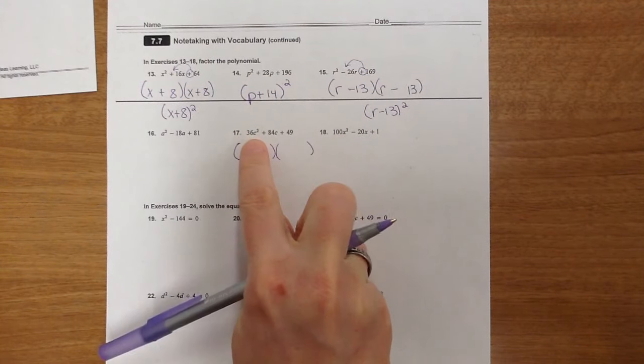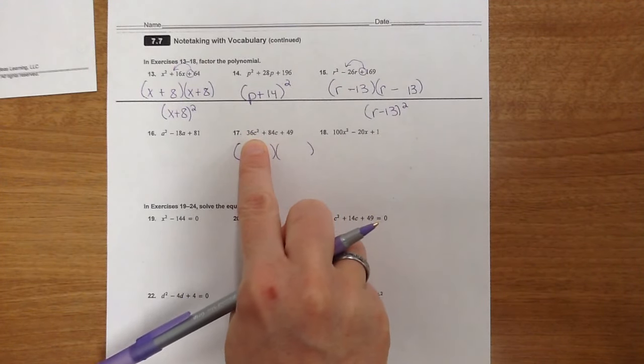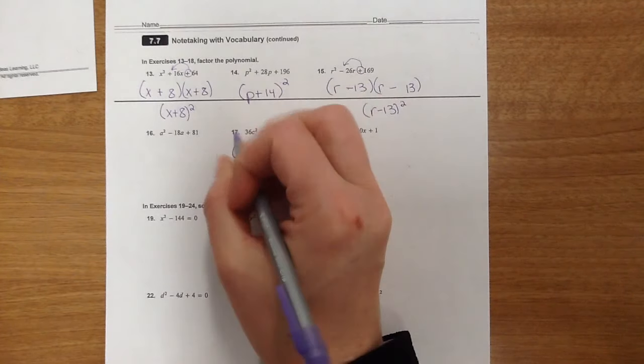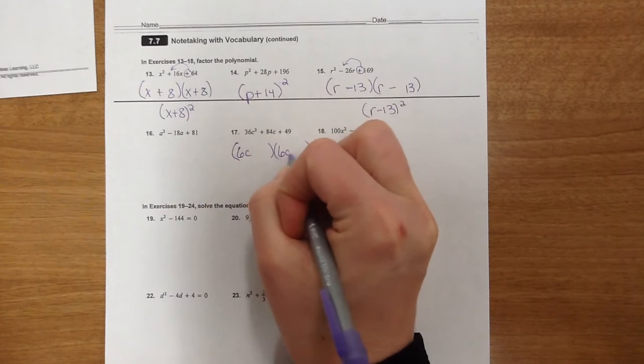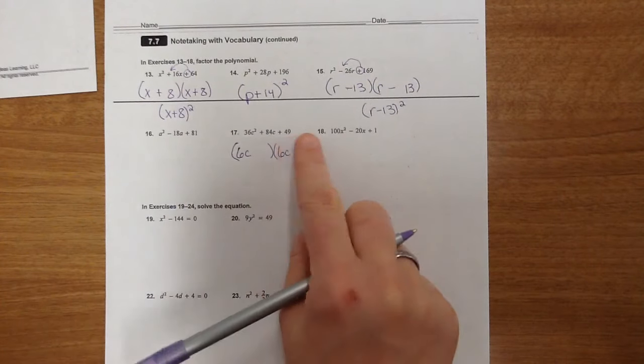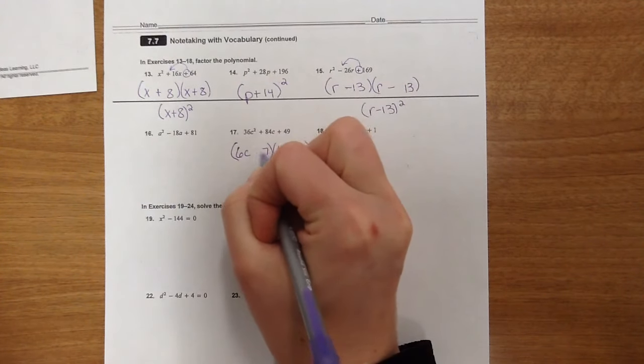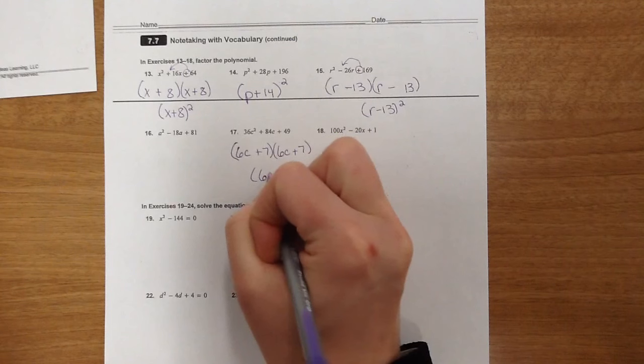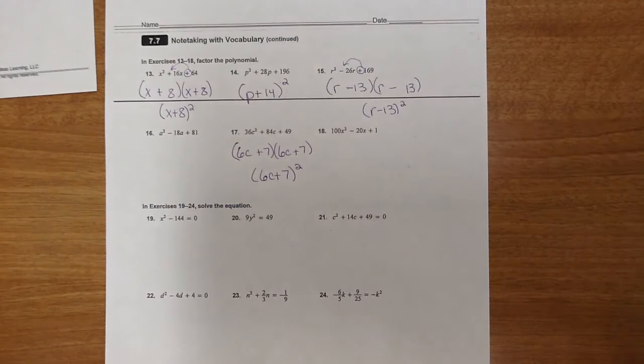Now, you should have noticed you have a coefficient in front, which is not a big deal because it's a perfect square. So that's going to be a 6c and a 6c. Sorry, I don't know why I just wrote them twice again. And then 49 is 7 and 7, and then plus. So this is 6c plus 7 quantity squared.